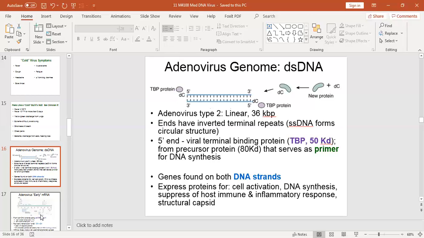Genes can be found on both DNA strands, and upon gene expression and translation, they express proteins that code for cellular activation, DNA synthesis, suppression of host immune response and inflammatory response, as well as structural capsid proteins.